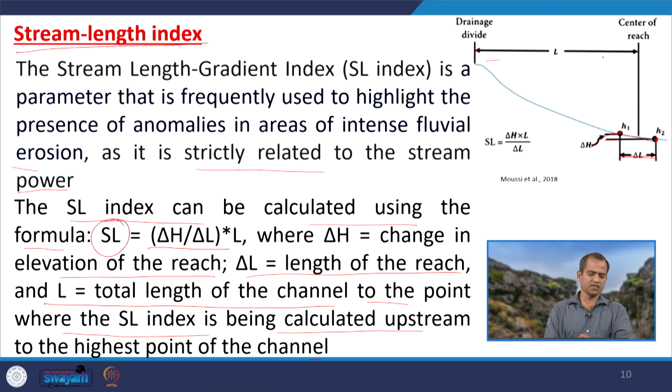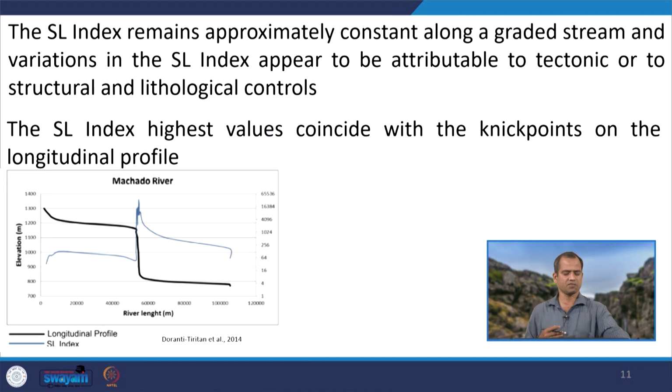So, finally, we are getting the SL index, and the SL index indicates whether this area is tectonically active or not active, that can be calculated from that. The SL index remains approximately constant along a graded stream, and variation in the SL index appears to be attributable to tectonics or to structural and lithological control. And the highest SL index value coincides with the nick points of the longitudinal profile. So, here if you see, we have a nick point on this longitudinal profile. So, the highest SL index value will be here.